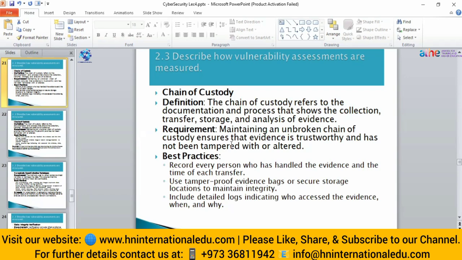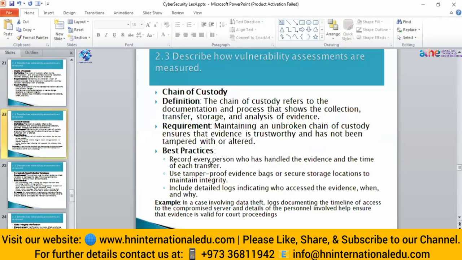These are not changed. So what is the best practice here? You can record every person who is going to handle that evidence, and after recording, you can record the transfer time. Then use tamper-proof evidence bags or a secure storage location to maintain the originality of that data. You can include detailed logs of when you access that evidence, when and why. In this way, you can prove that your evidence is original.